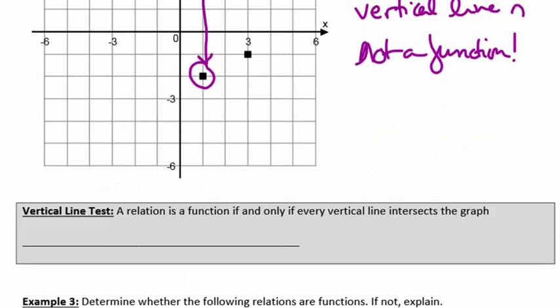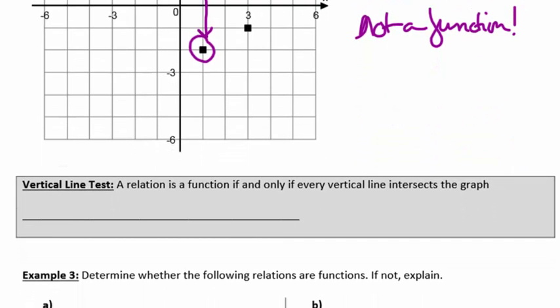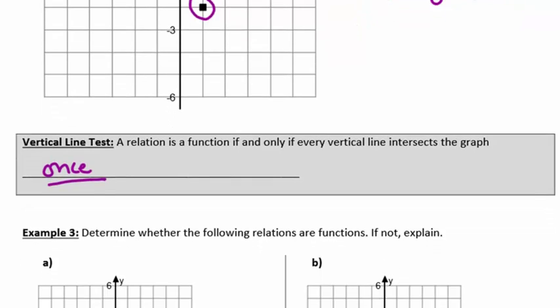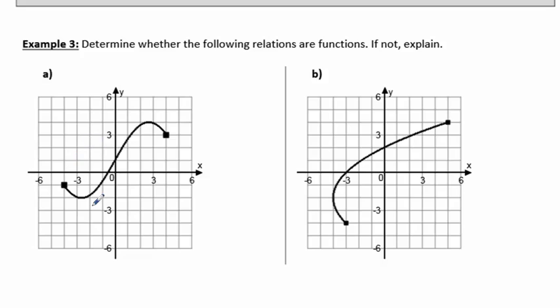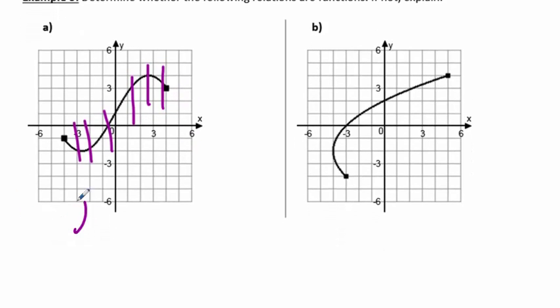That brings us to the vertical line test. A relation is a function if and only if every vertical line intersects the graph once. If it intersects more than once, such as 2 times in the graph above, the graph is not a function. So let's look at these graphs and determine if the relations are functions. Imagine drawing any vertical line through this graph. It's only going to hit it once. It will never hit it twice, so this one is a function.